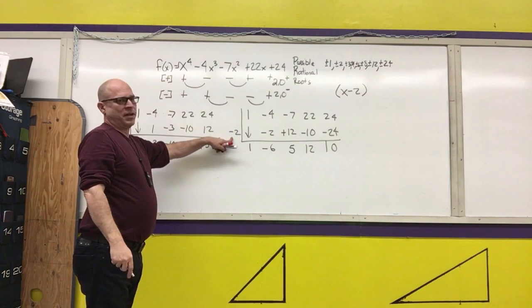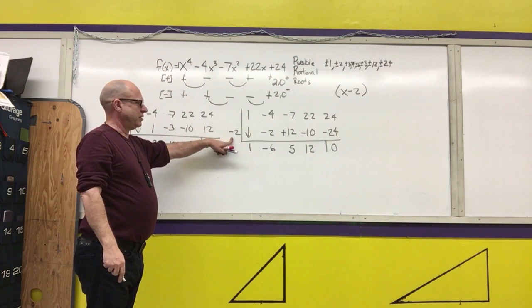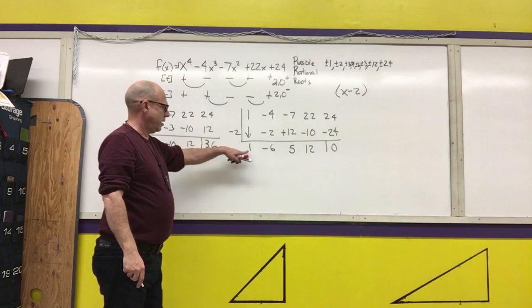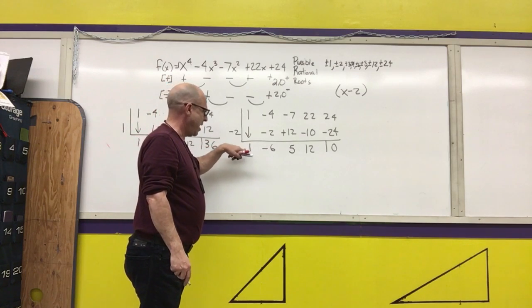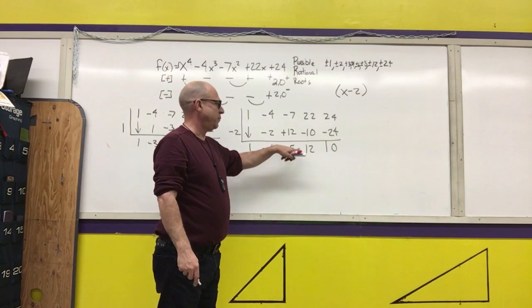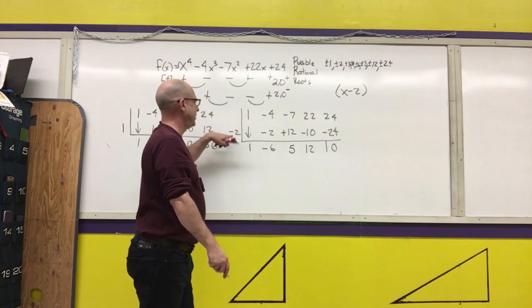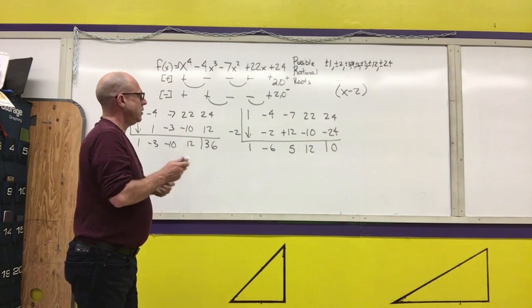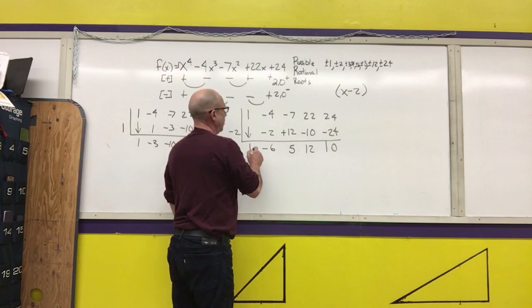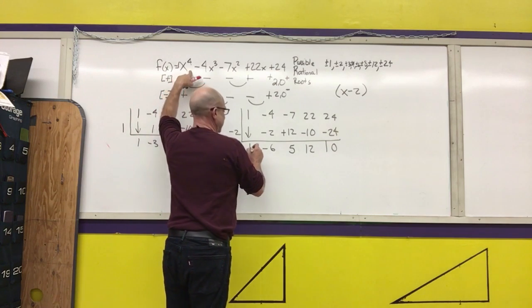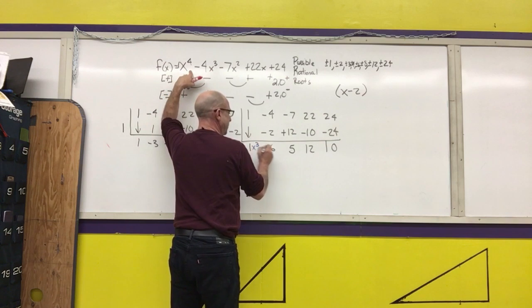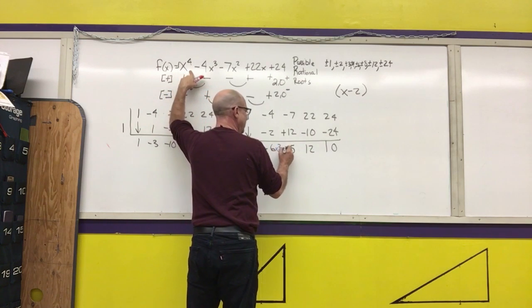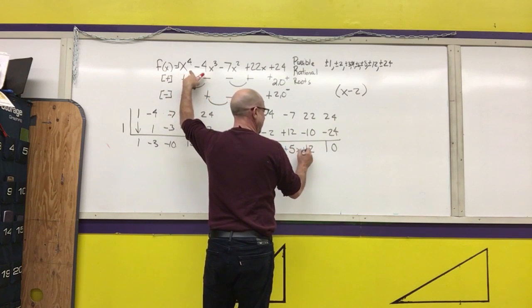Because this is a negative number, the next thing I want to do is check to see if it's a lower bound. It went positive, negative, positive, but it didn't go negative here. So I can't say that the 2 is a lower bound. What this leaves me with is the polynomial function. That was x to the 4th, so this is x cubed minus 6x squared plus 5x plus 12.